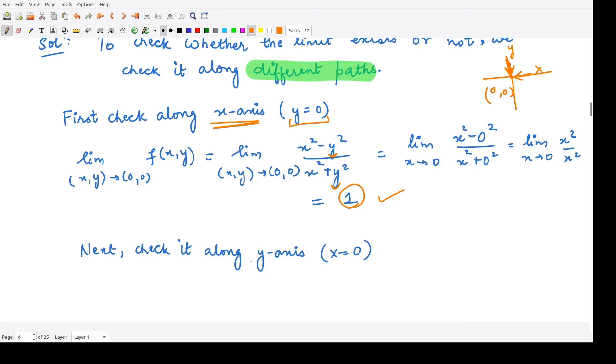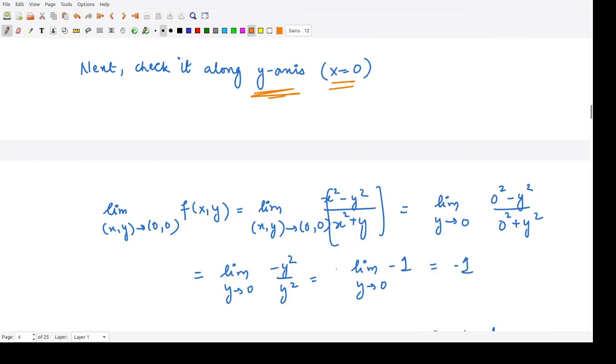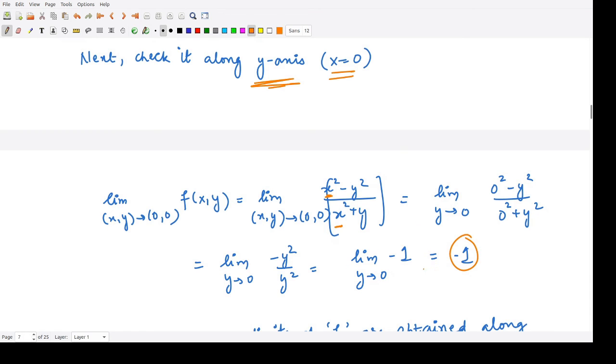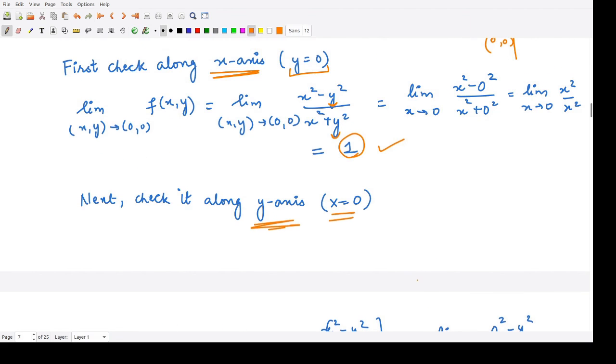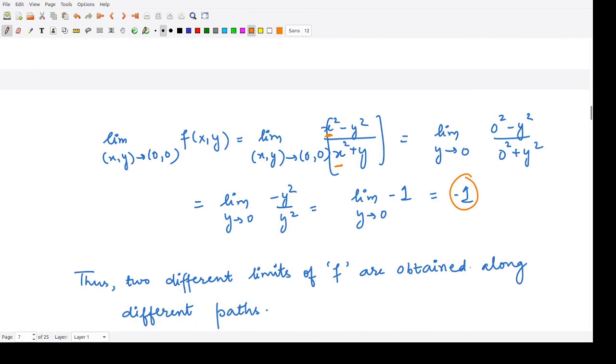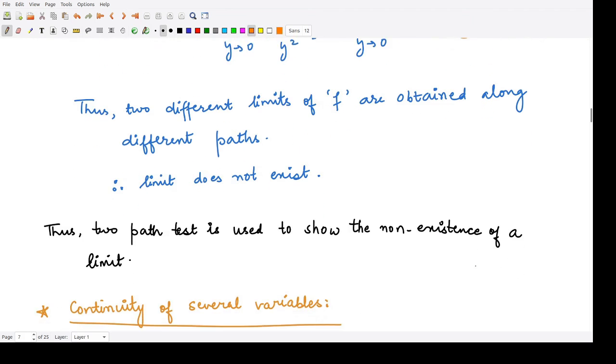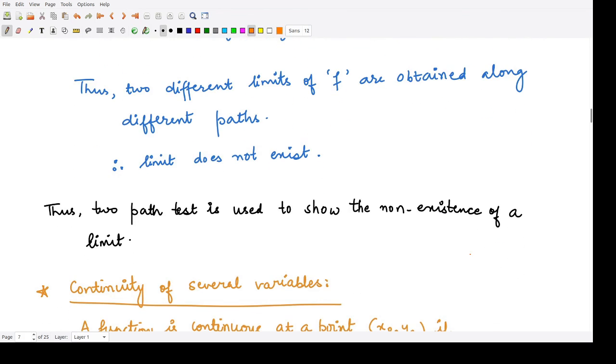Next thing, when you take the path along the y-axis, that means x is equal to 0, then what would be your limit? You will substitute in place of x 0. So you will have the limit calculated as -1. So here you see, for two different paths you have the values of limit as 1 and -1, which are not the same. So if you get two different limits, then in that case you will say that the limit does not exist, because you have two paths for which the values are different.